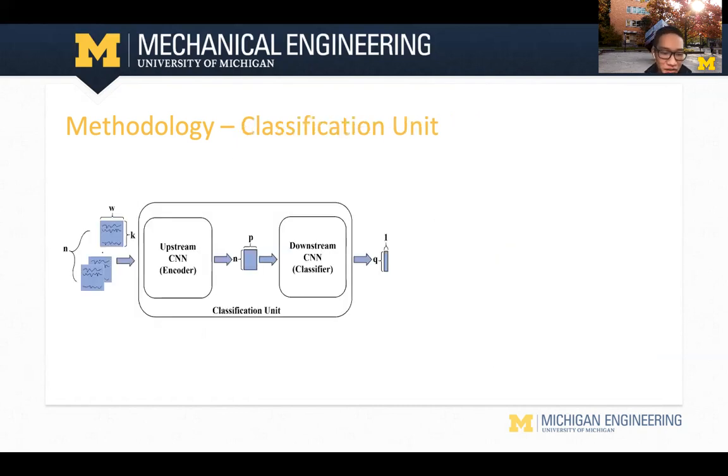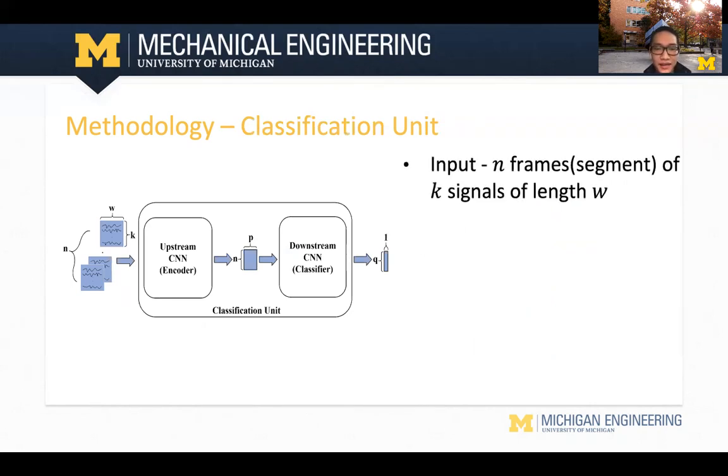And next up, we have the classification units. On the left of the screen, we can see the schematic, and this might be a bit confusing, but I'll try my best to make the architecture make sense to you. Now let's take a look at the input of the classification units. It takes in n frames. Just as a reminder, a frame is all the data points included in a window, and each frame has k signals, and each signal is length w, and the length of each signal is determined by the window size. So we have an input tensor of size n by k by w.